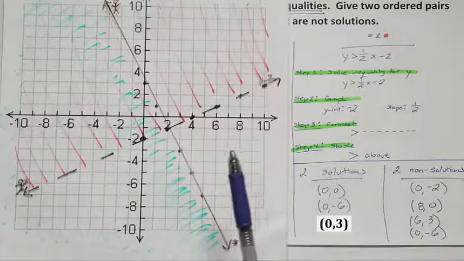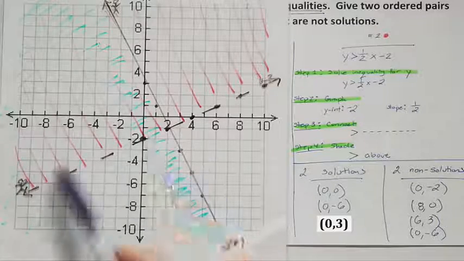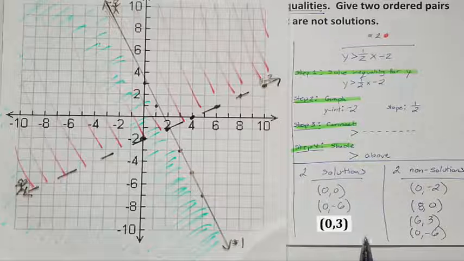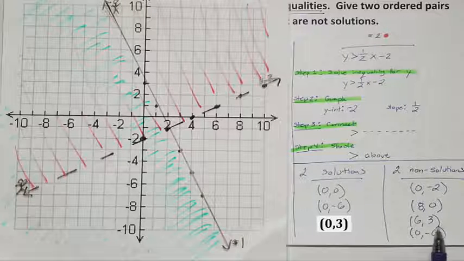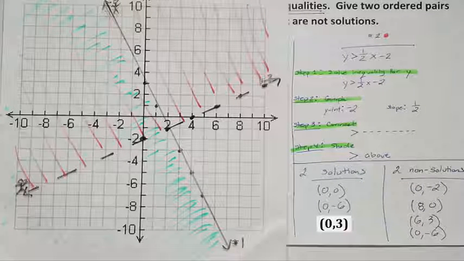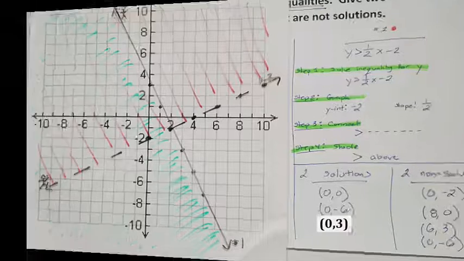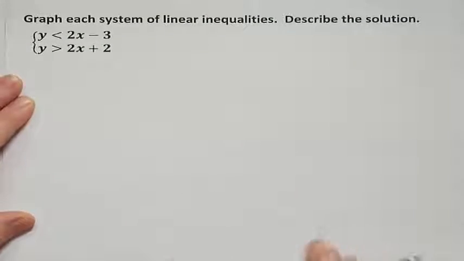It is the graphed system of inequalities because we can see anything over here is your answer. 2 examples of solutions and 2 examples of non-solutions. You need all 3 parts to have a final completed answer. So let's go ahead and graph another one.